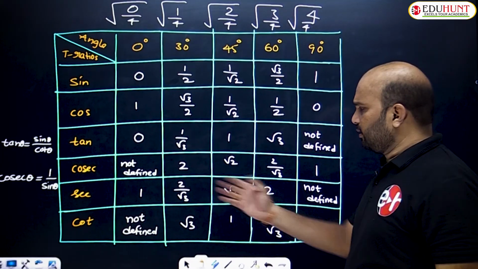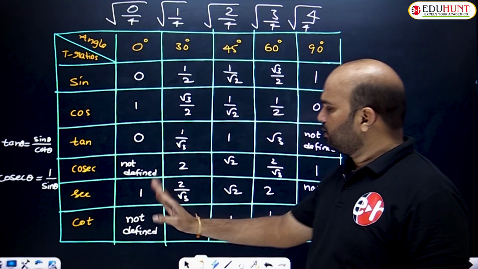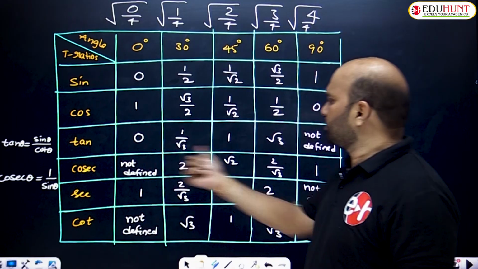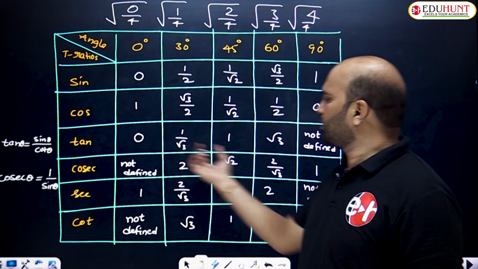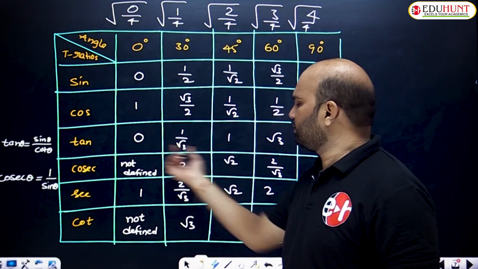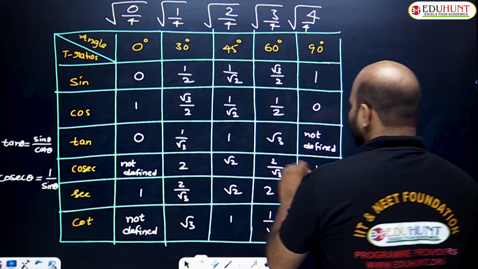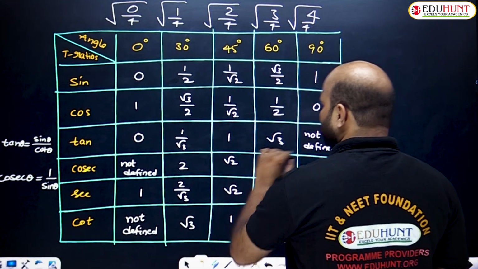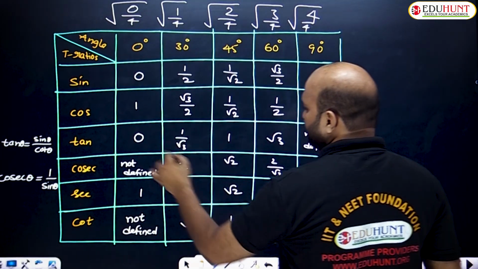So the cosecant values written in reverse order will give you the secant values, or 1 by cos. How will you get the cot values? That is the tan reversed, so you write the tan values in reverse order and you get cot theta. So what are the secant values? 1, 2 by root 3, root 2, 2 and not defined. And cot theta: what is the reverse order for tan? Not defined, root 3, 1, 1 by root 3, 0.